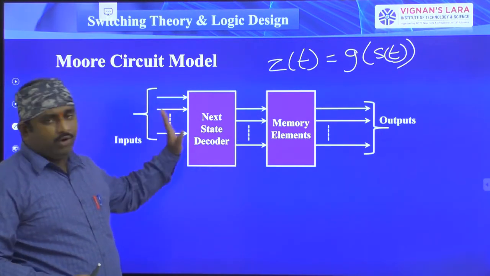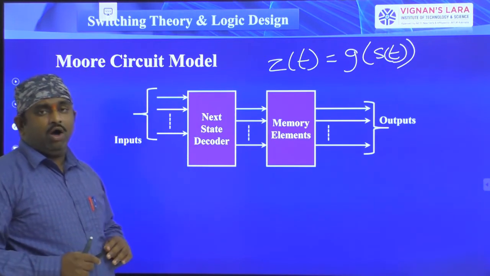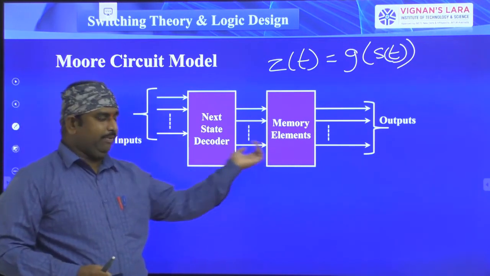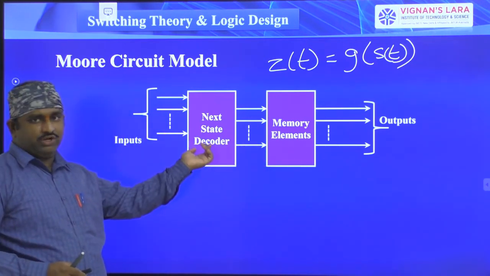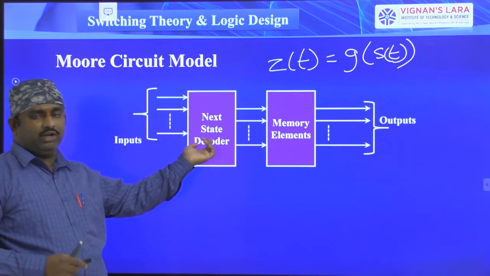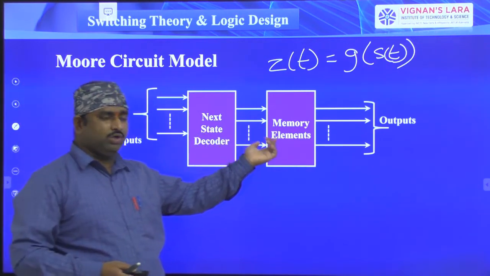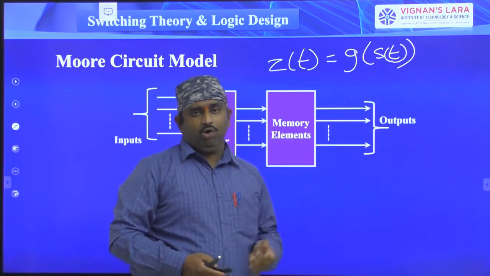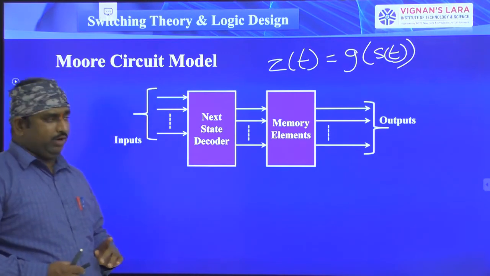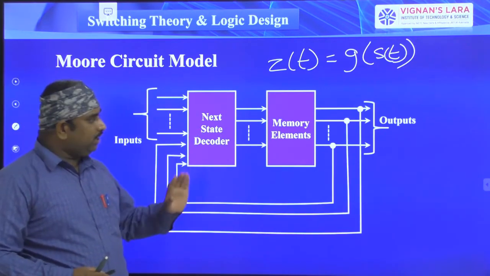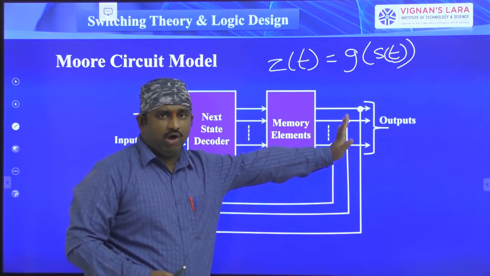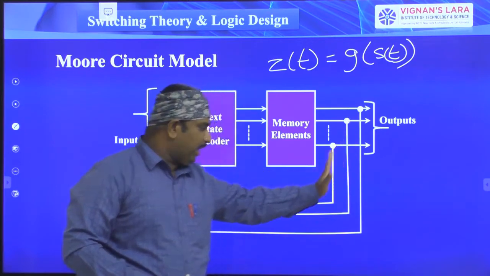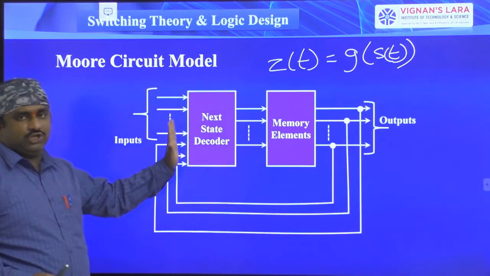So we have the Mealy type model with some output decoder also. Here we have the next state decoder and memory element. The inputs are given to the next state decoder, and this next state decoder will give the next state behaviors by using the memory elements. From these memory elements we take the outputs. So this is the Mealy type model. Whatever outputs we take from the output side, we feed back to the next state decoder.